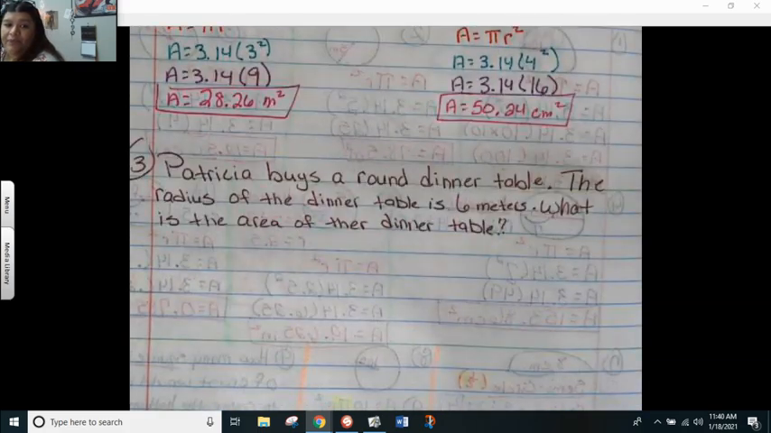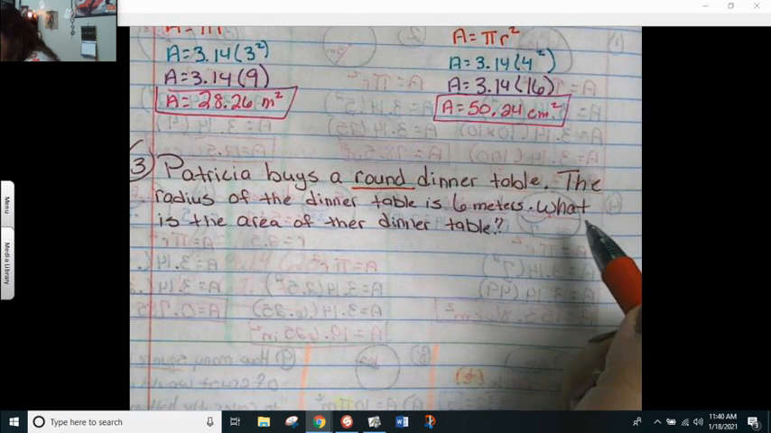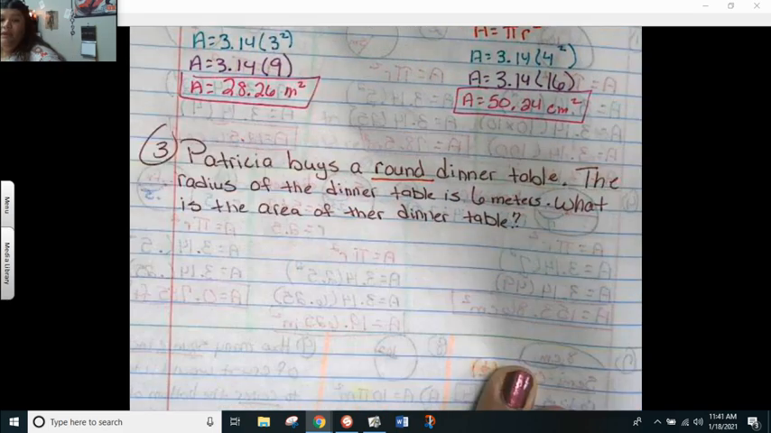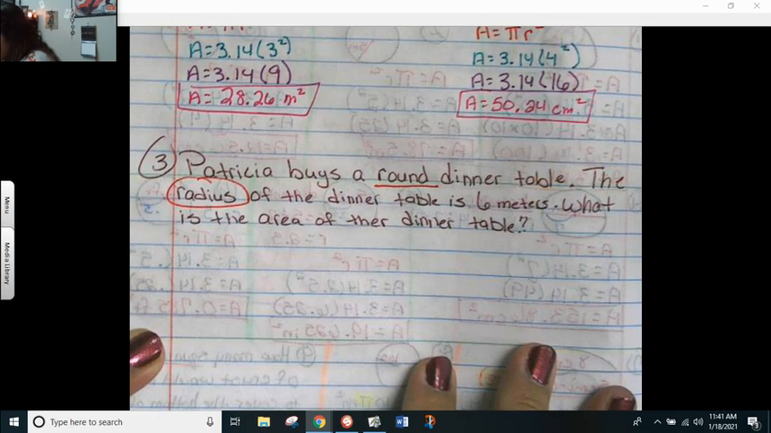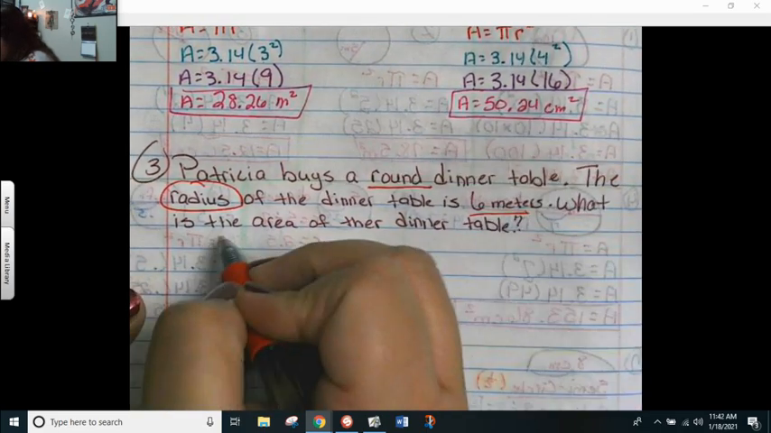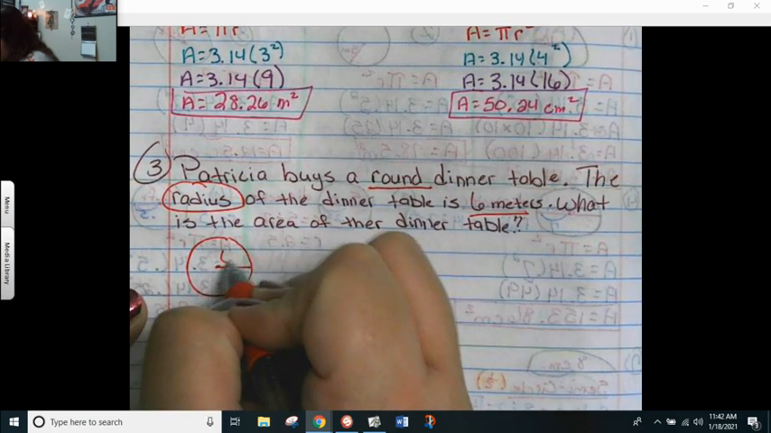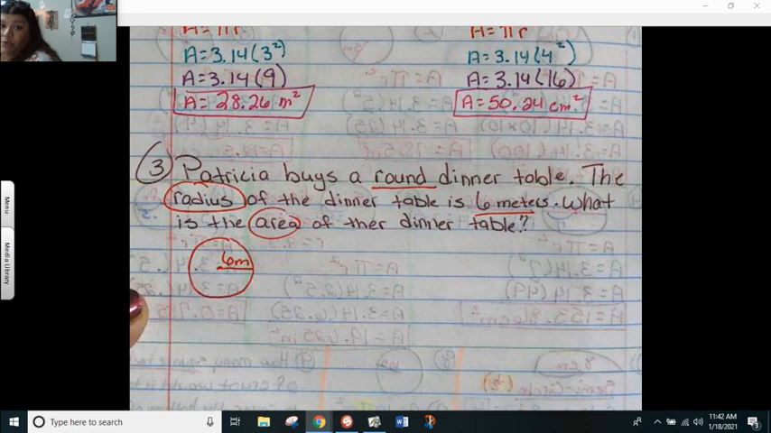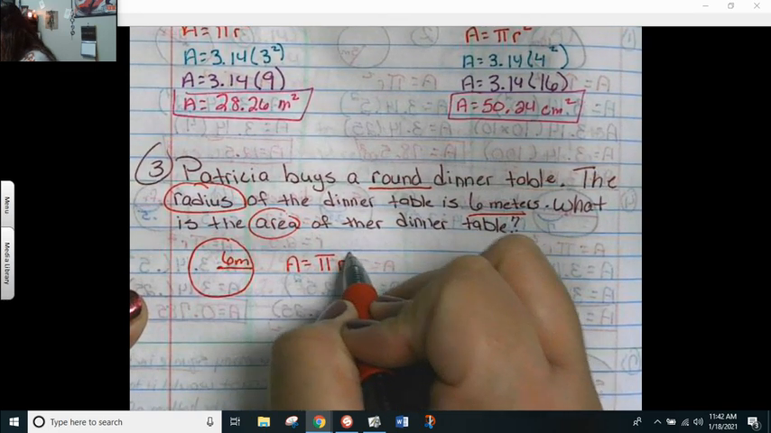And let's look at the word problem. Patricia buys a round dinner table. The radius, big word I need right there, of the dinner table is 6 meters. So here's my dinner table. Radius is the little guy, and it is 6 meters. Okay, what is the area? So that tells me right there, I'm not doing circumference, I am doing area of a formula, so make sure you get the right formula first. So area, I would always double check my formula chart, guys. Area equals pi times the radius squared.